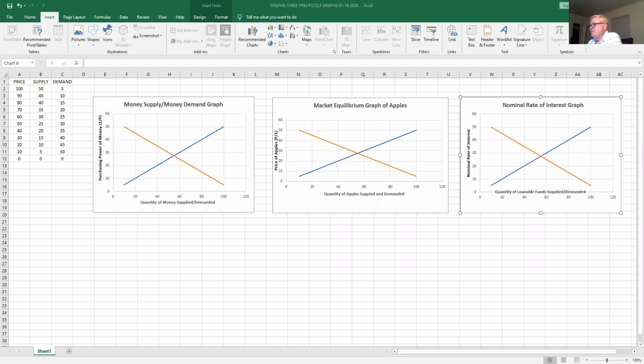But we are going to use the 3 graphs again that we've used in case 1 and case 2. We have the money supply, money demand graph. We have the market equilibrium graph from macroeconomics of Apples. Then we have the quantity of loanable funds graph, which would be the graph that would present the normal rate of interest. So everyone, here we go. We're going to start, and again, I can't shift in Zoom. I don't know if it's possible. I'll bet it is, but I just don't know how.